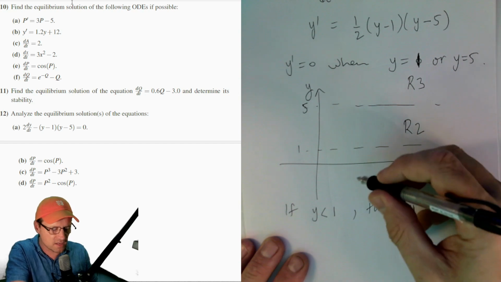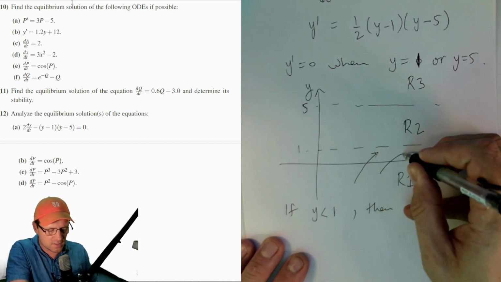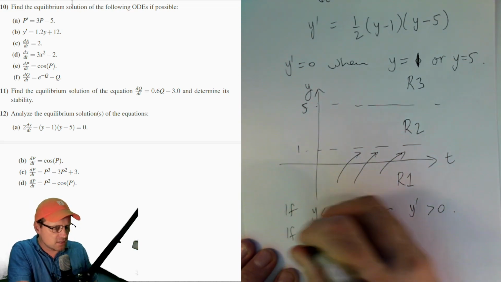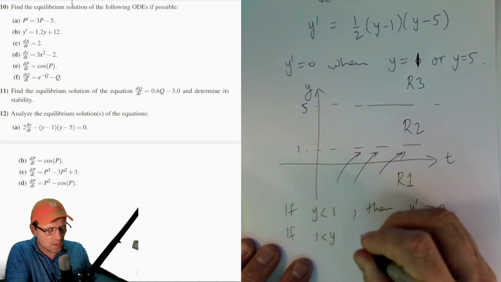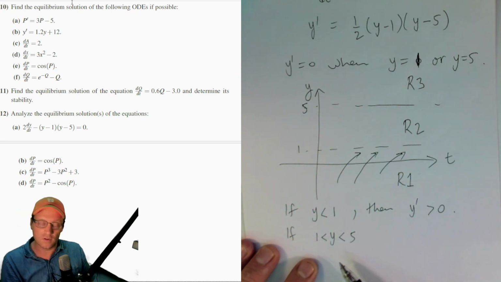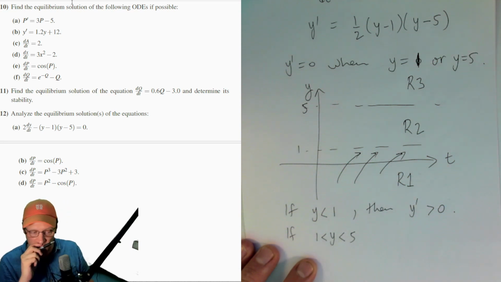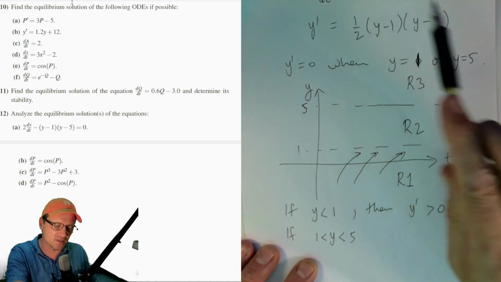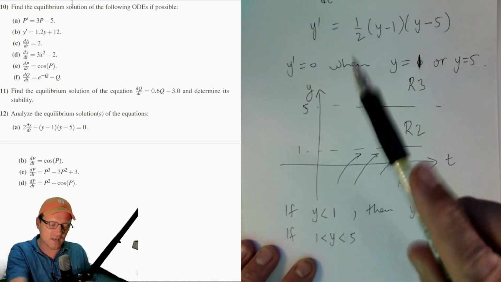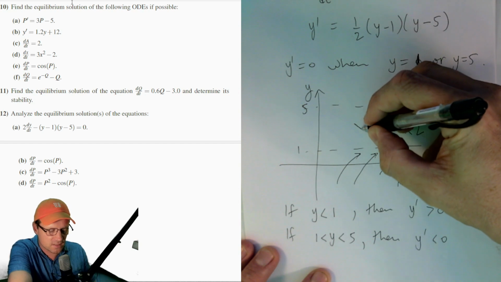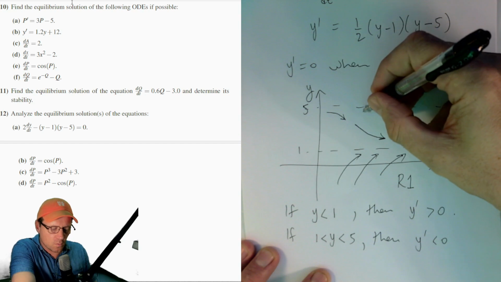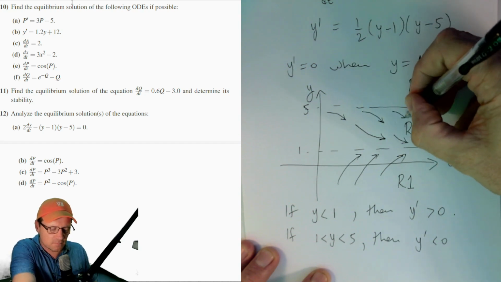Okay, so let's draw a picture of that. Arrows or trajectories going towards that equilibrium solution. Okay, now next, if y is greater than 1 but less than 5, now let's think of an easy number. Let's choose just y equals 2, for example. So if we chose y equals 2, then this is positive and this is negative, meaning that product there is negative. Negative number times a half is negative. Okay, so trajectories going towards this equilibrium solution in region 2 and away from the y equals 5 equilibrium solution.